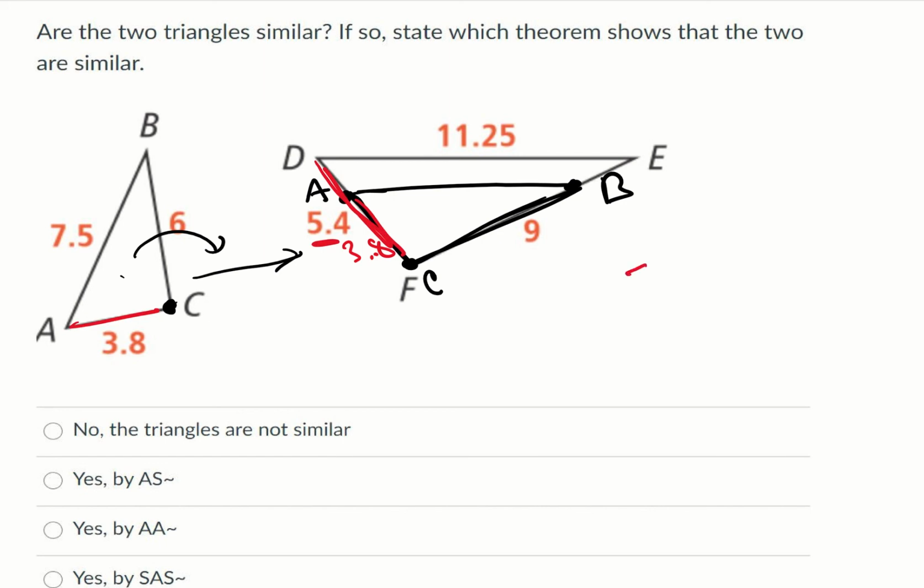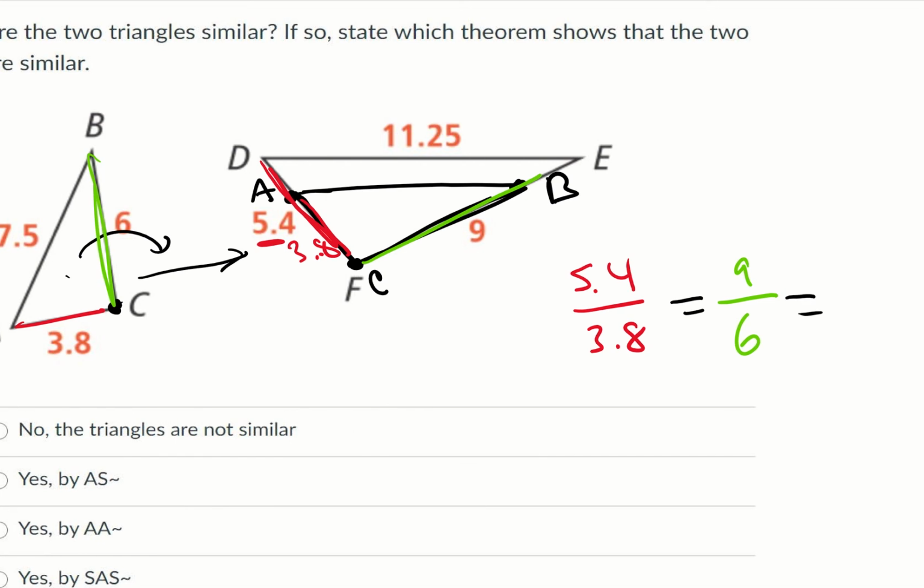Okay, so 5.4 corresponds to 3.8, so we can find the scale factor there, equals, and then we can see that 6 corresponds to the 9 here. So 9 divided by 6. And then finally, we can see that the 7.5 side corresponds to the 11.25, so we'll divide those.